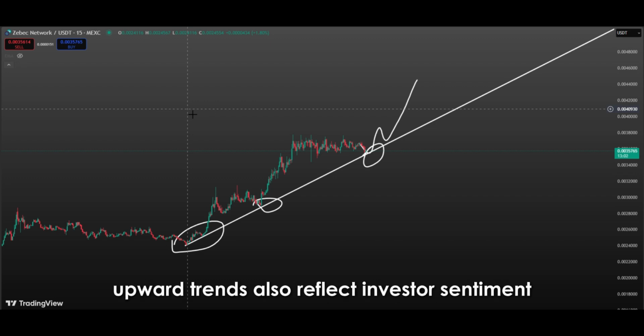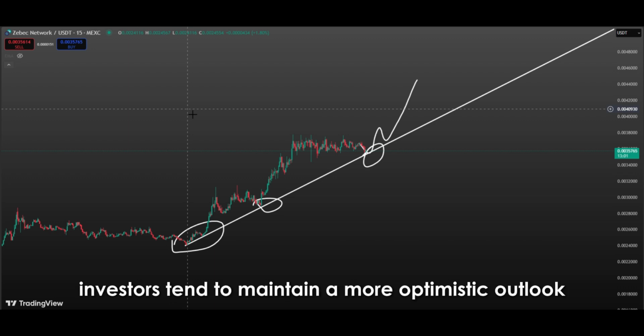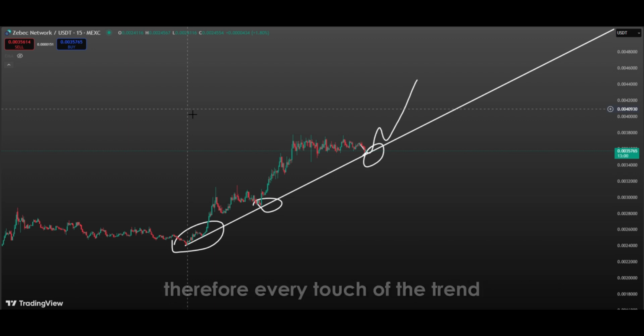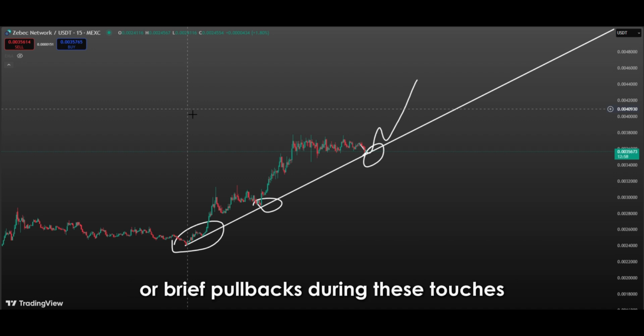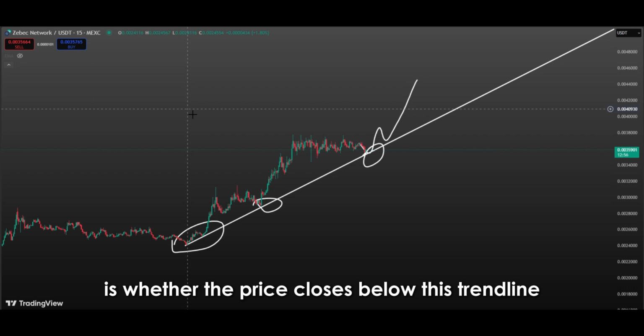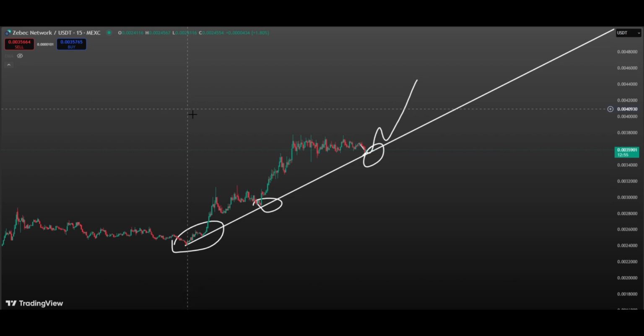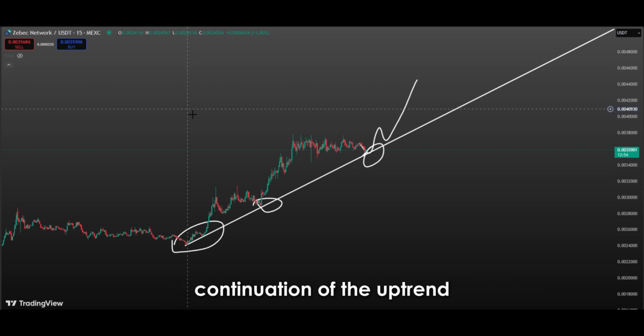Upward trends also reflect investor sentiment. As long as the price remains above this trend, investors tend to maintain a more optimistic outlook. Therefore, every touch of the trend line is often seen as a potential buy signal. Wicks, shadows, or brief pullbacks during these touches are usually interpreted by the market as temporary. What truly matters is whether the price closes below this trend line. If it maintains its position above the line, it strengthens confidence in the continuation of the uptrend.